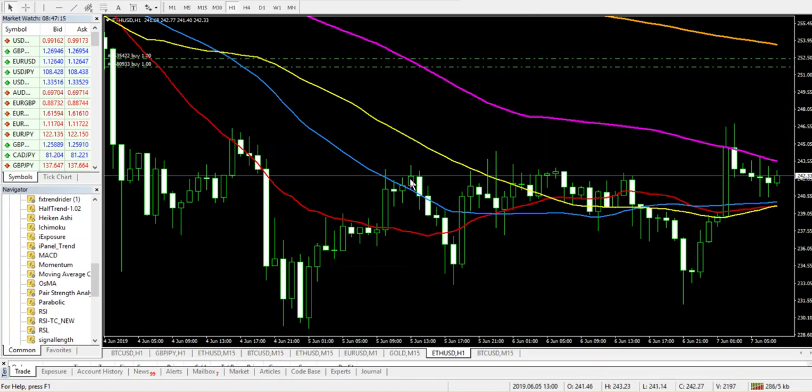Over here we got a bearish engulfing candle. Now we're inside the river, inside the moving averages here. This is the 100 up here. This one here is the 55. Sorry, 55 is the yellow one.